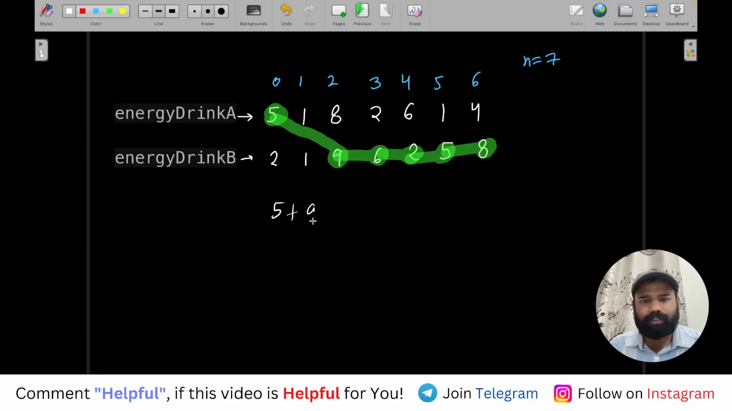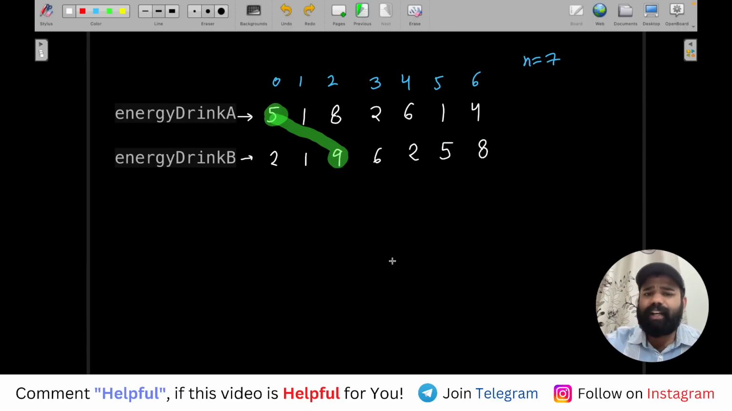So it will be 5 plus 9 plus 6 plus 2 plus 5 plus 8, and it is 5, 10, 19, 25 and 35. This became 35, right? And even maybe more than that is possible also. I'm not sure, right? So, but how can we do it?